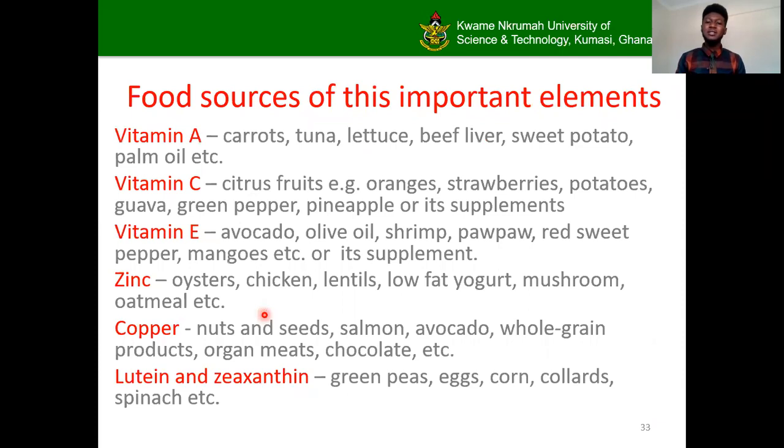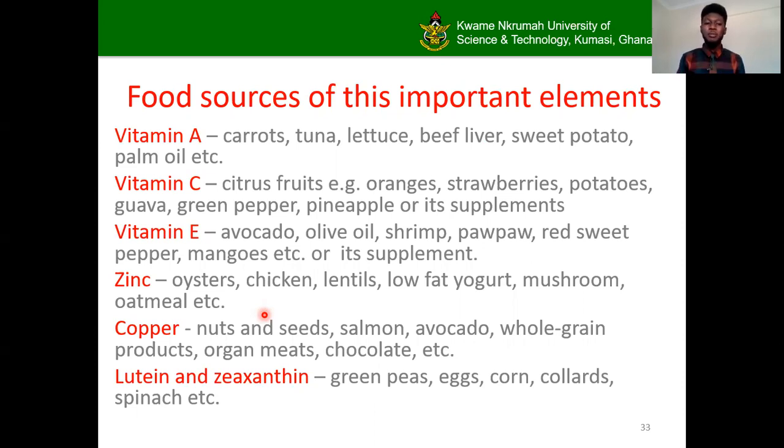Now, let's look at some food sources of these important elements. Vitamin A, you can see them in carrots, tuna, lettuce, beef liver, sweet potato, palm oil, and so on. Vitamin C, citrus foods like oranges, strawberries, potatoes, guava, green pepper, pineapple, or supplements may be required. Vitamin E, avocado, olive oil, shrimp, pawpaw, red sweet pepper, mangoes, etc., as a supplement as well. Zinc, oyster, chicken, lentils, low-fat yogurt, mushroom, and oatmeal, etc. Copper, nuts and seeds, salmon, avocado, whole grain products, organ meats, chocolate, etc. Lutein and zeaxanthin, you can have them in green peas, eggs, corn, collards, spinach, and all that.